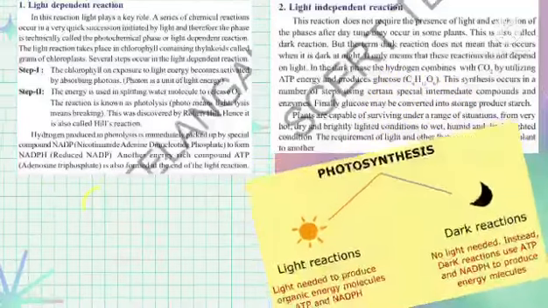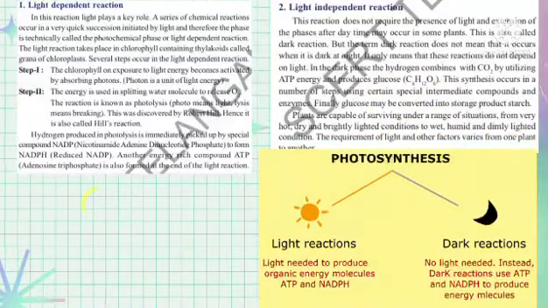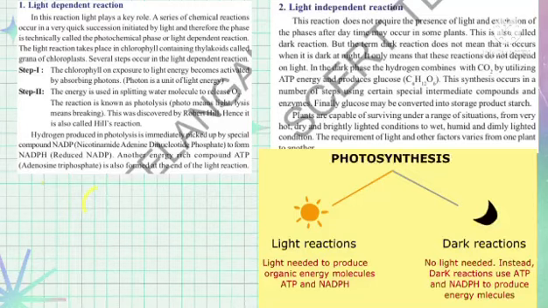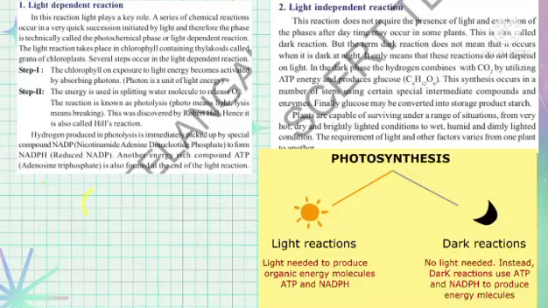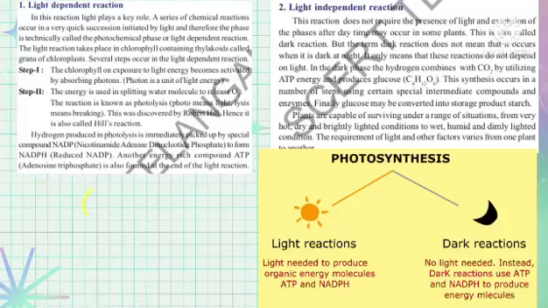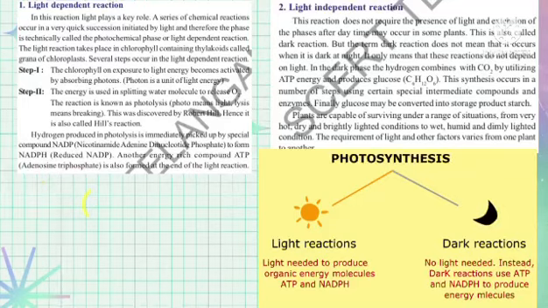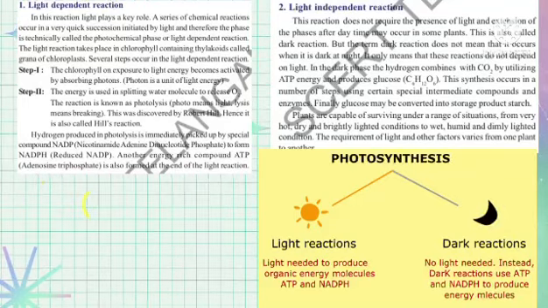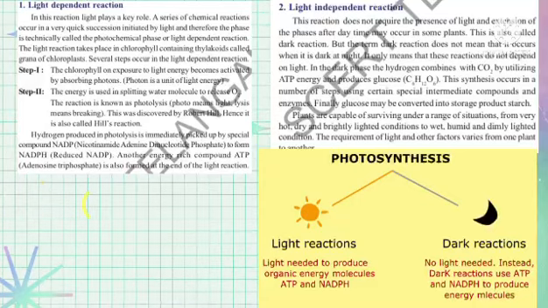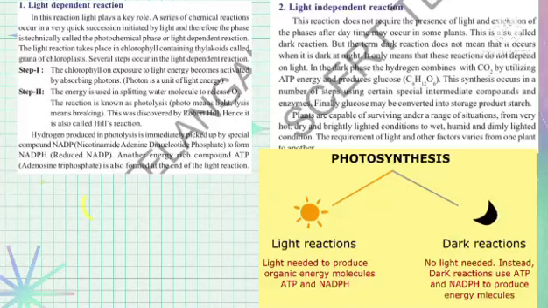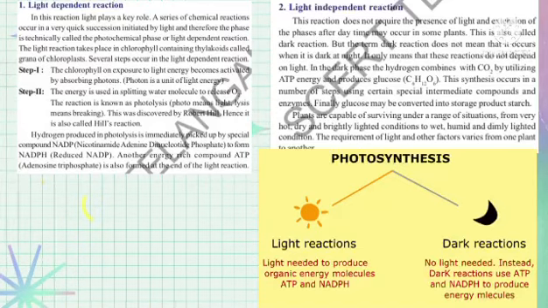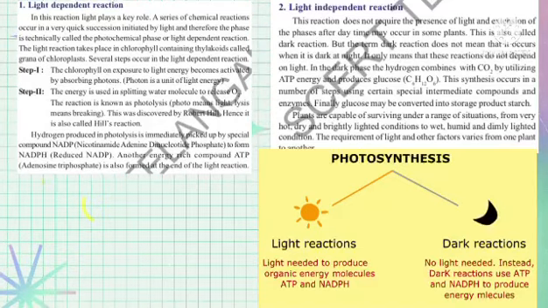Hydrogen produced in the photolysis is immediately picked up by the special compound called NADP. Try to underline the sentence. Nicotinamide adenine dinucleotide phosphate, NADP. NADP will be reduced to form NADPH. Another energy rich compound, ATP, that is adenosine triphosphate, is also formed at the end of the light reaction.